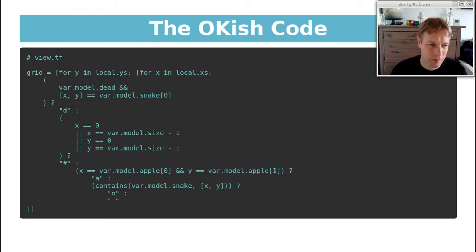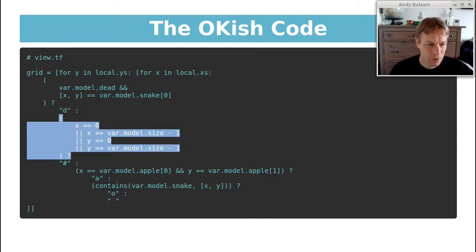So let me highlight some things here. This question mark is essentially the if, which would be familiar from something like C or Java, other languages that have this expression form of an if-then statement. So we're basically saying, if all of this, then the answer is D, which means a dead head, which comes up in blue in the UI. And then this colon means else. So that's our first bit of expression. Then we've got another chunk here, another chunk here.